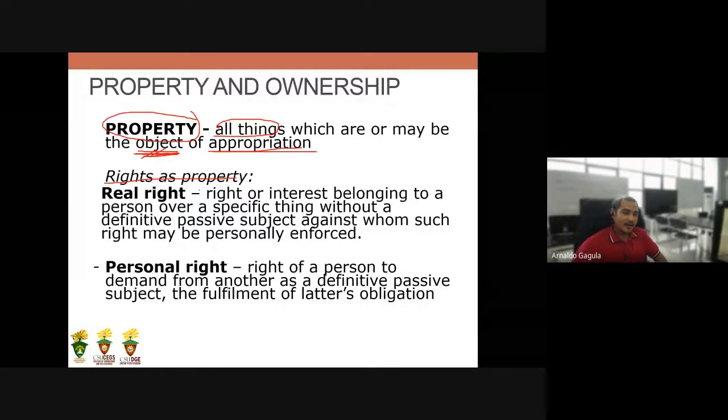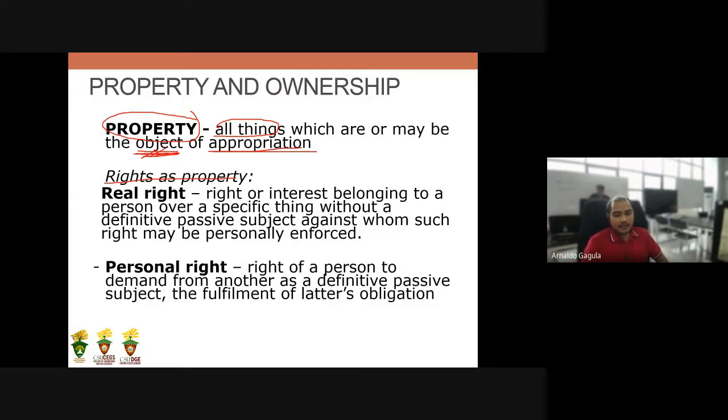So, what are the rights to property? These rights, over a specific property that you own, are called real rights, while others are called personal rights. A real right is the right or interest belonging to a person over a specific thing without a definitive passive subject against whom such right may be personally enforced.